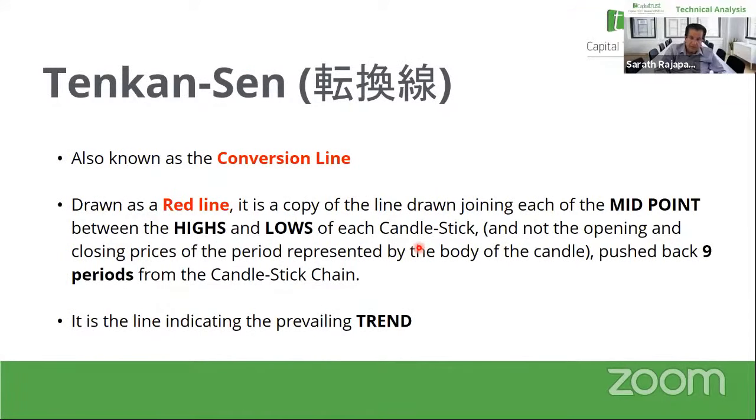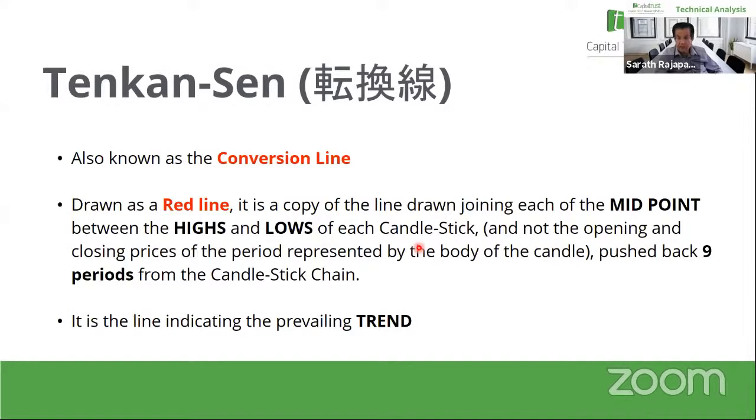Tenkan-Sen is called the conversion line. Red line, it's a line drawn joining the midpoints of highs and lows, brought back 9 periods from the candlestick. You can bring it back 7 periods in Sri Lanka, or thereabout, because we don't work on Saturdays and Sundays.